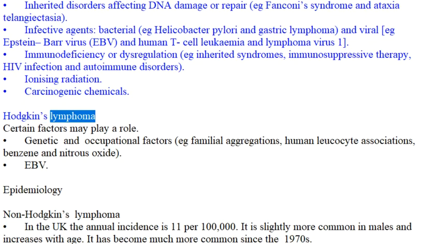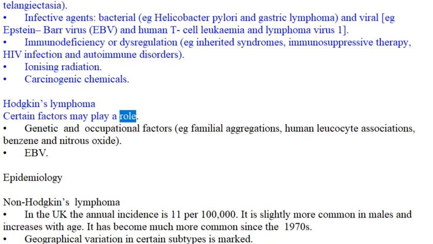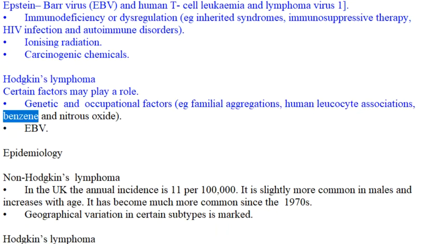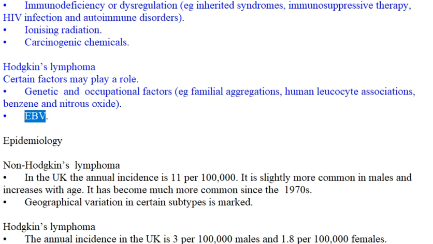Hodgkin's lymphoma. Certain factors may play a role. Genetic and occupational factors, e.g. familial aggregations, human leukocyte associations, benzene and nitrous oxide. EBV.